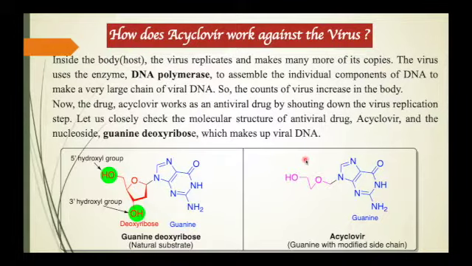Now please closely check the structures of the antiviral drug acyclovir and guanine deoxyribose. They are structurally similar, only the acyclovir skeleton does not have the 3' OH group which is present in guanine deoxyribose. Guanine deoxyribose contains two hydroxyl groups, 3' hydroxyl and 5' hydroxyl, but acyclovir contains only one hydroxyl group, that is the 5' OH group. This is the main structural difference between guanine deoxyribose and acyclovir.